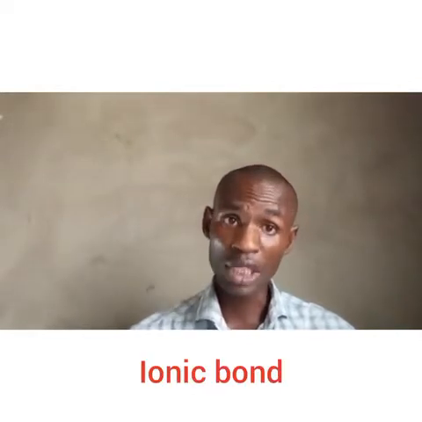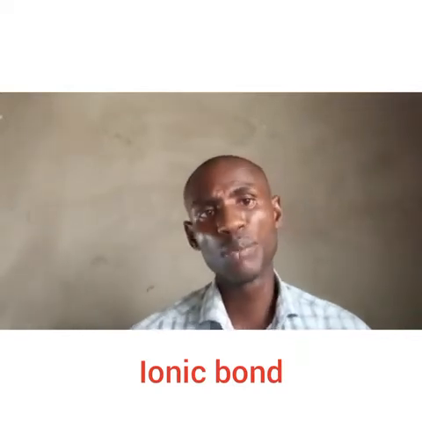All right, let's quickly continue our question and answer. The question before me here says: define the following: ionic bond, lone pair. What are ionic bonds? You can define ionic bond in this way. Ionic bond is a bond formed when an electron is transferred, usually from a metal to a non-metal, in order to attain a stable octet structure.